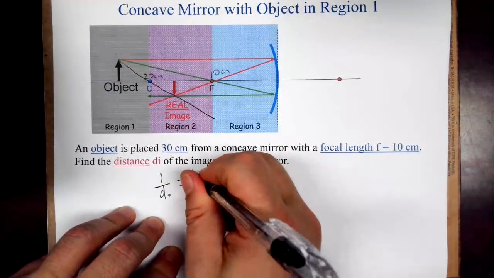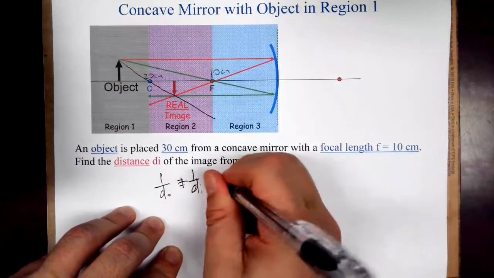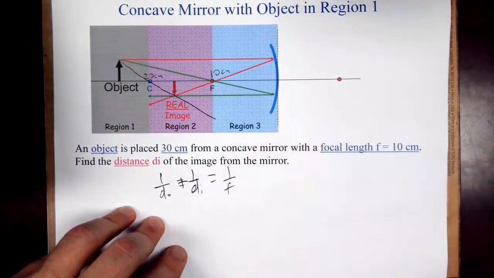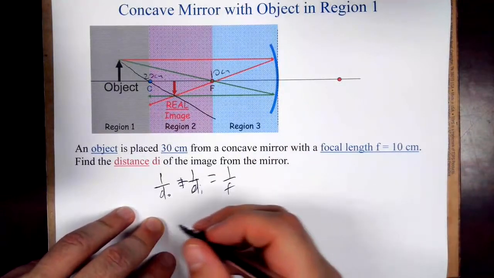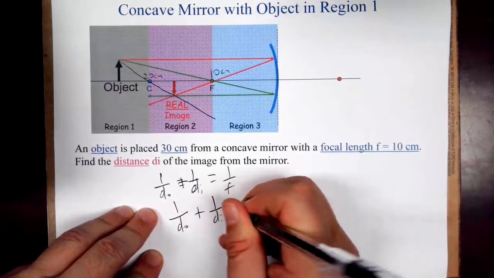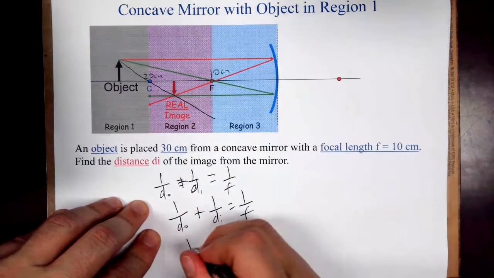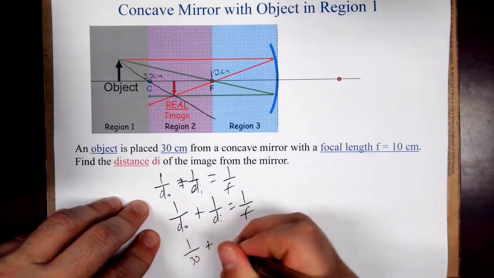So 1 over dO plus 1 over di is equal to 1 over f. All right, let's do that again. 1 over dO plus 1 over di is equal to 1 over f. So the distance to our object is 1 over 30.